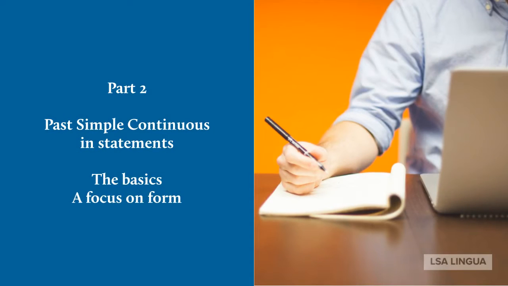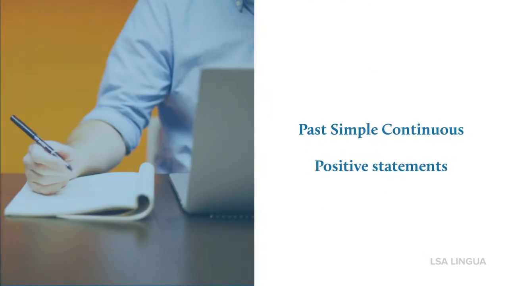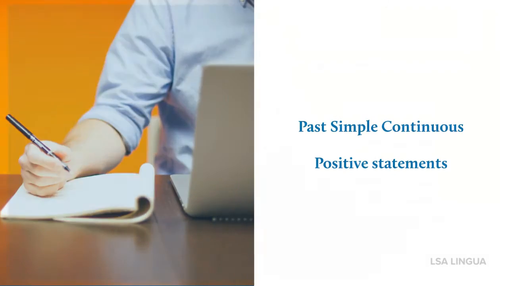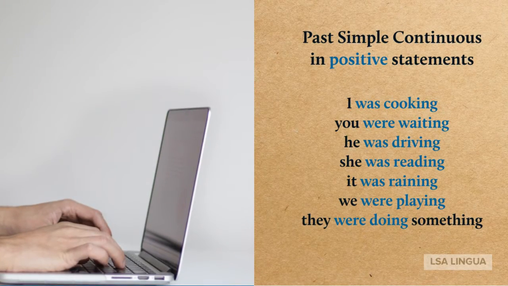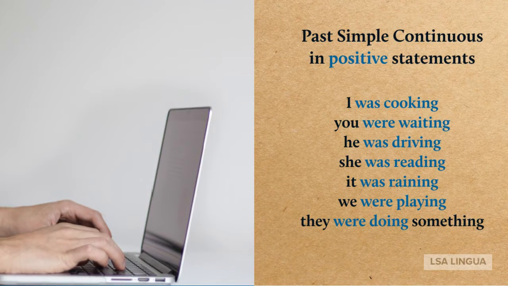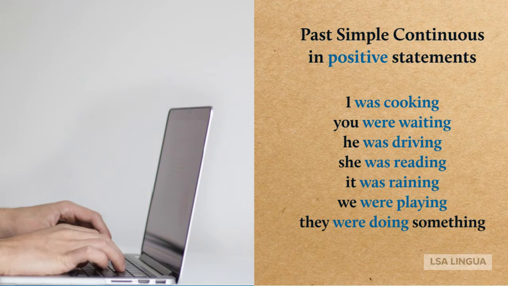Part 2. Past simple continuous in statements, the basics, a focus on form. Let's start with positive statements, using the past simple continuous. I was cooking. You were waiting. He was driving. She was reading. It was raining. We were playing. They were doing something.